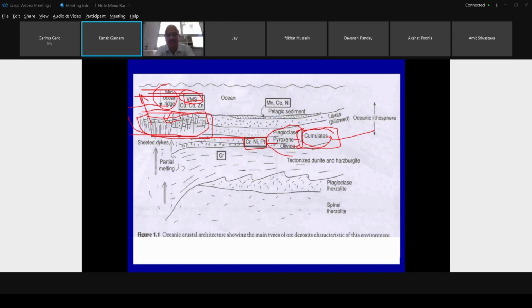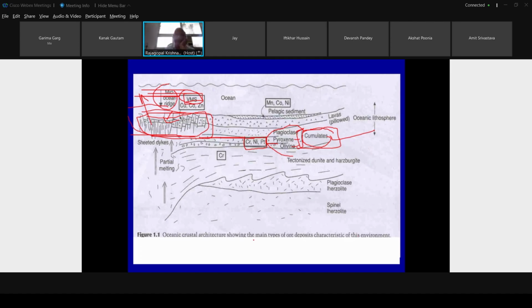Cumulates are the accumulations. That's called cumulate. They are the accumulated part of the magma. When magma is crystallizing, certain minerals with high density will start going down, sinking. They're called cumulates. Is it right? Such a thing happens mostly in the ultramafic rocks. The ultramafic rocks are your dunites, peridotites, harzburgites.